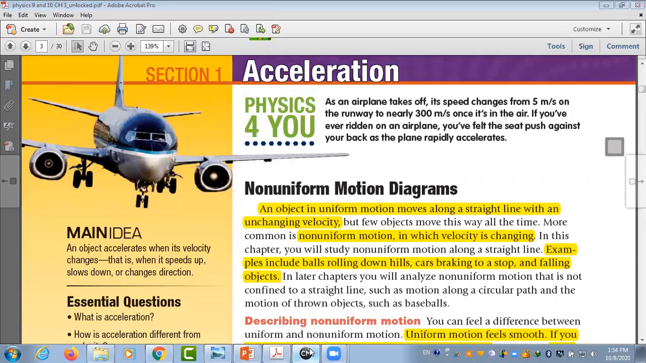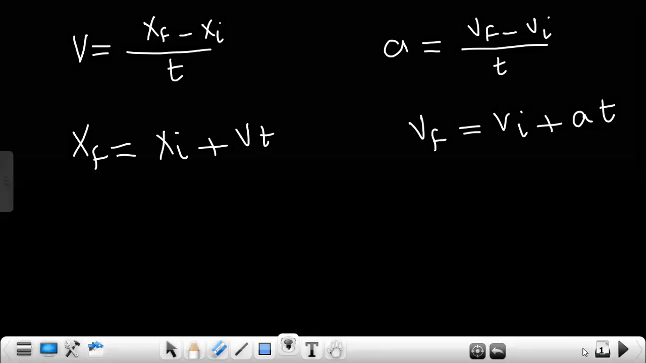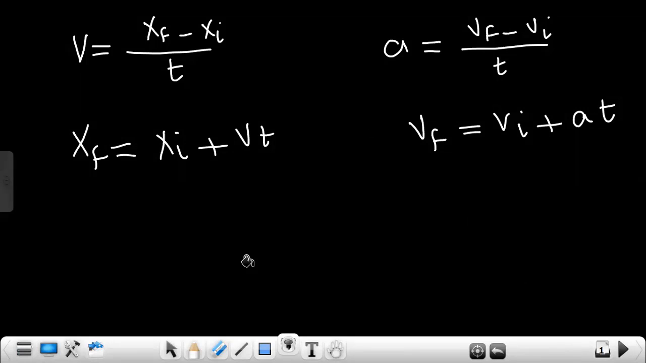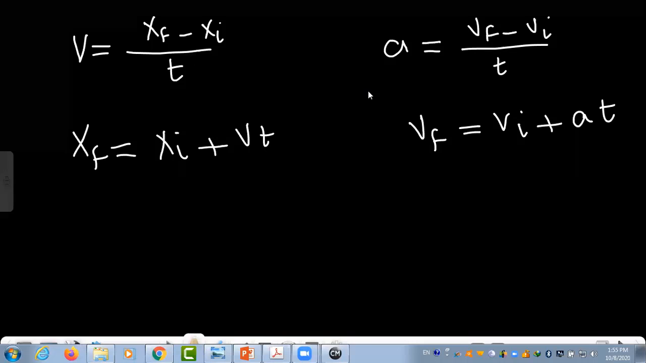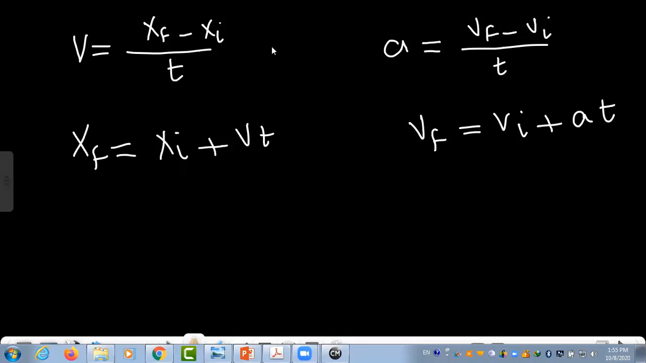But as a start, we want to remind you about what we said in the last period. We said that you can calculate both acceleration and velocity using this law. For velocity, we said velocity equals a change in position over time. We can rearrange this one to start with final position equals initial position plus Vt.